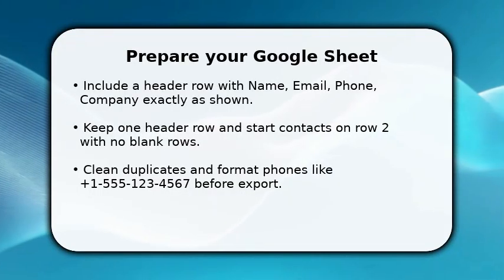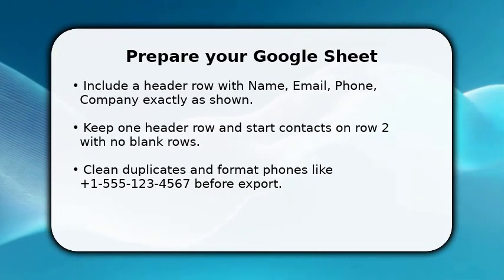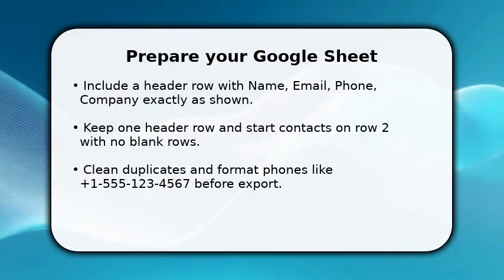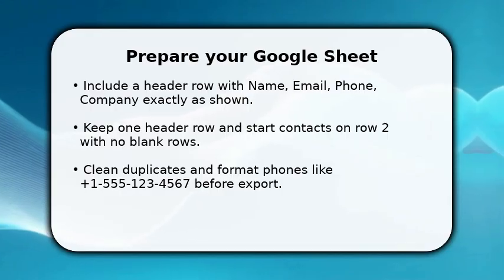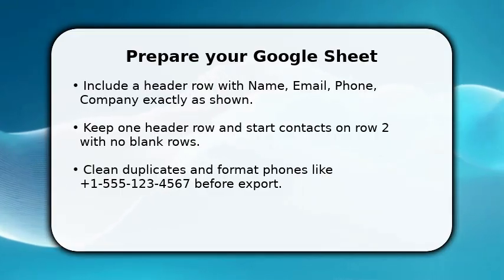Open your Google Sheet and verify headers match contact import expectations. Include a header row labeled name, email, phone, company exactly as shown. Start contacts on row 2 and do not leave blank rows between entries. Remove duplicate rows and verify emails contain that symbol.